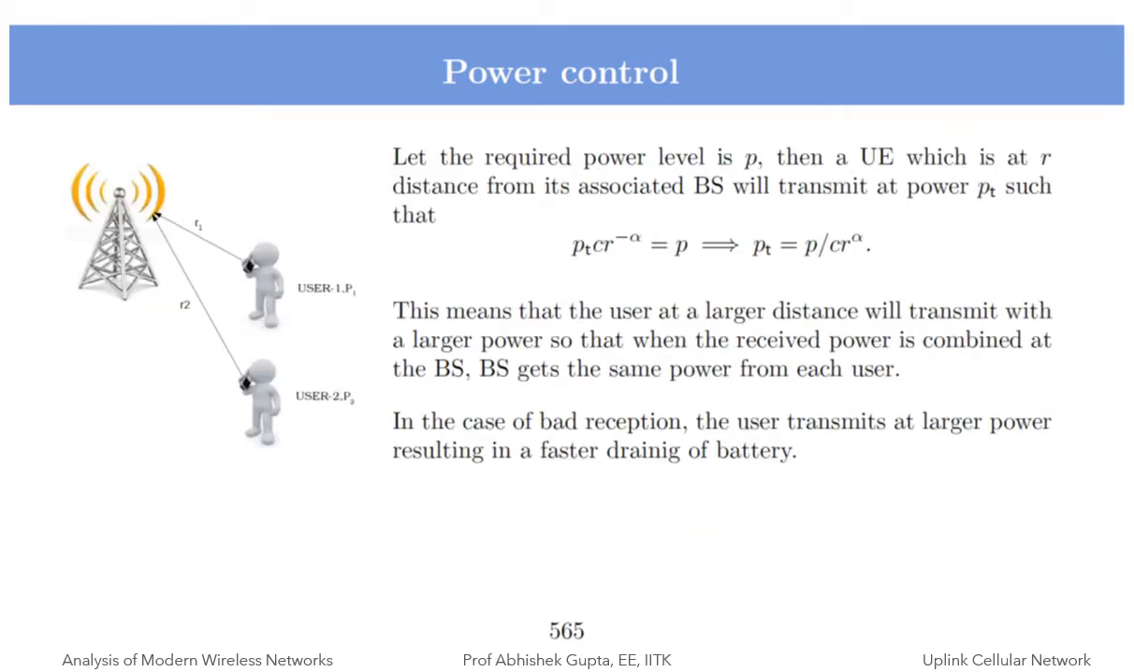So let the required power level be P. Then a UE which is at distance R from its associated base station will transmit at a power Pt such that the received power at the base station, which is Pt C R to the power minus alpha, is equal to P. This means the transmit power is going to be equal to P divided by C R to the power minus alpha.